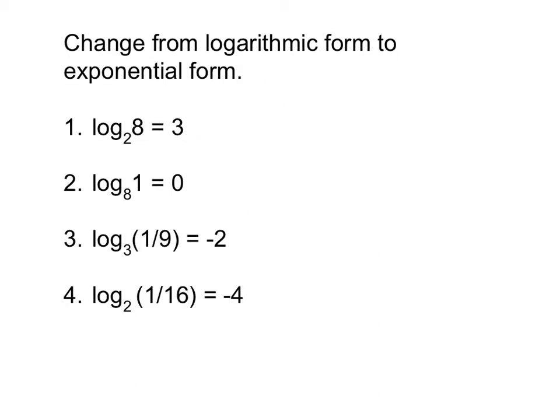Taking a look at this, it says change from log form to exponential form. We need to get rid of the logs. In order to get rid of the log, you always start with the base here. The base goes to this power, so 2 to the 3rd power. Coming around, we pass the equal sign, and it's going to equal 8. 2 to the 3rd is equal to 8, which is a true statement.